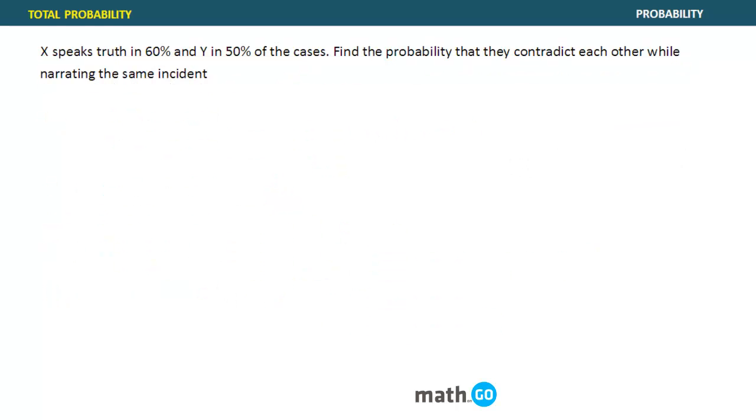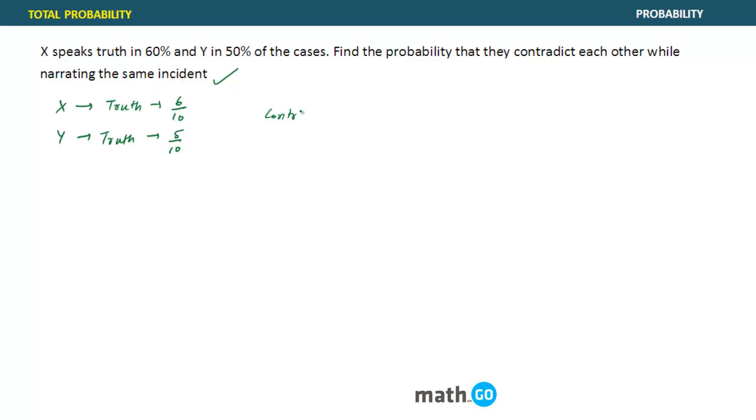Okay, so the next question is that x speaks truth in 60% of cases and y speaks truth in 50% of cases. So this is given that x speaks truth 60% of the times, right? So the probability of speaking truth is 6 by 10. For y, the probability that he will be speaking truth is given to be 50%, that is 5 by 10, that is half the time he speaks truth and half the time he lies. Find the probability that they contradict each other while narrating the same incident.